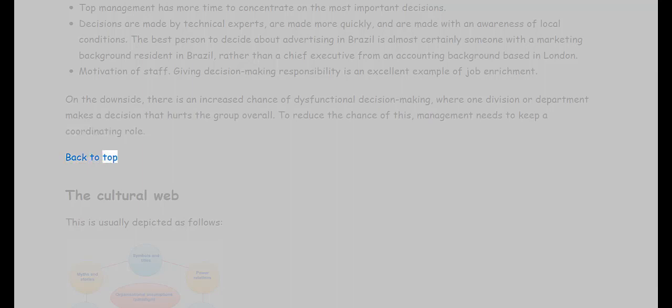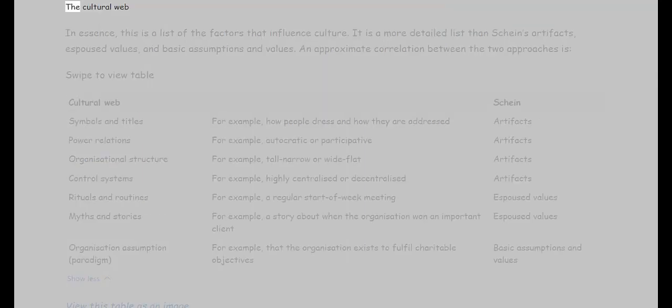Back to top. The cultural web. This is usually depicted as follows. The cultural web. In essence, this is a list of the factors that influence culture. It is a more detailed list than Shine's artifacts, espoused values, and basic assumptions and values. An approximate correlation between the two approaches is.